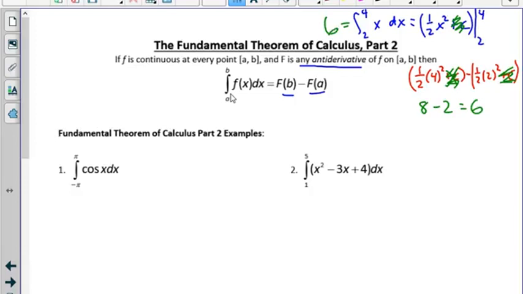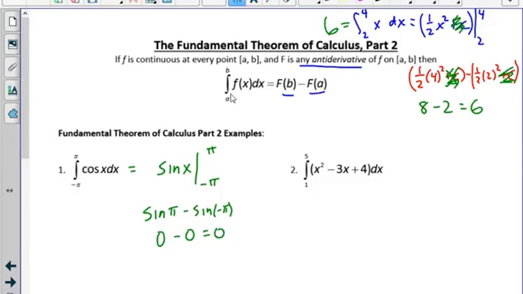So now let's do the fundamental theorem of calculus part 2 in about 6 different examples. Example number 1, the integral from negative pi to pi of cosine x dx. I know that an antiderivative of cosine x is sine x. I don't need the plus c because I'm doing the fundamental theorem with definite integrals. So I'm going to evaluate that from negative pi to pi. So I'm going to say sine of pi minus sine of negative pi. And I know that sine of pi is 0. I know that sine of negative pi is also 0. So 0 minus 0 is 0.